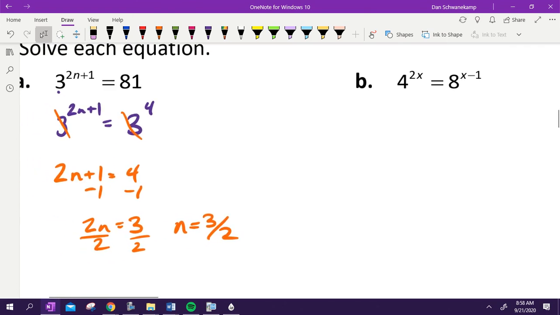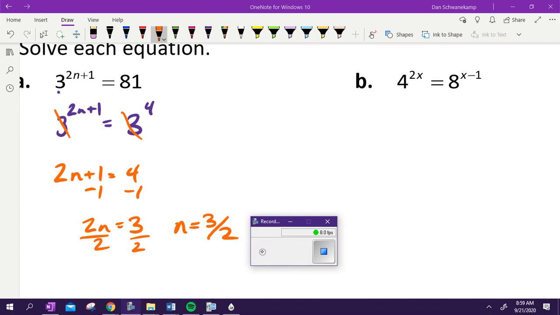Try letter B. Talk with each other. Try to figure out what you're going to rewrite both bases to be. Go. We're rewriting. I've got 4 to the 2x and 8 to the x minus 1. We always are going to go with the smaller base. So 8 is bigger. So can I rewrite both sides to be a base of 4? No. That's the mistake students try to make, is they try to write 8. Well, no. 4 to no power gets me 8, so that doesn't work. So instead, I have to go even smaller. Okay, my base on both sides needs to be a 2.